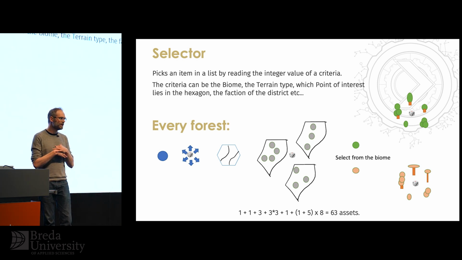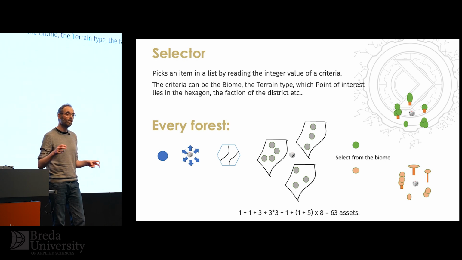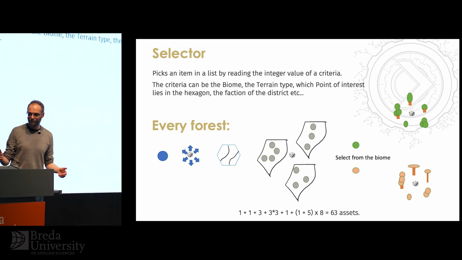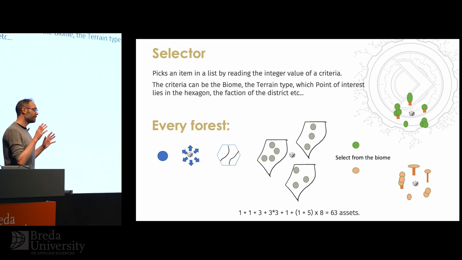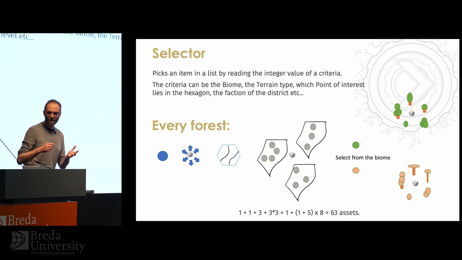So criteria can be whatever you want. In our example, it could be the biome. So temperate, Arctic, or the terrain type, but it could be also gameplay information like faction, damage level, or whatever you want. The only thing that is needed is for it to be an integer. It cannot be floating values.